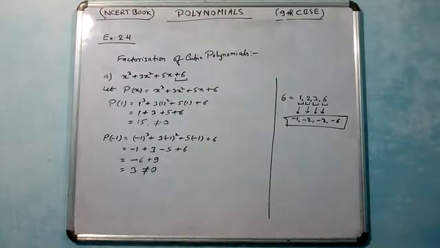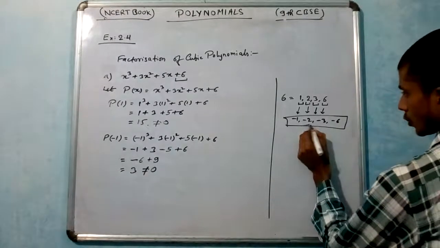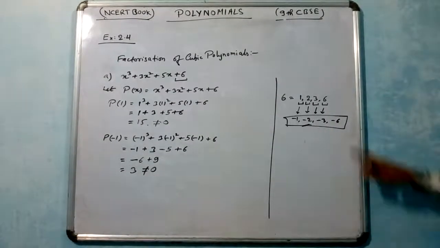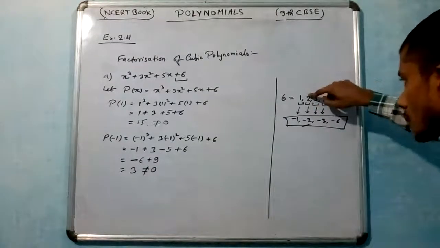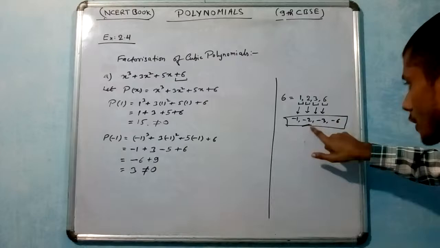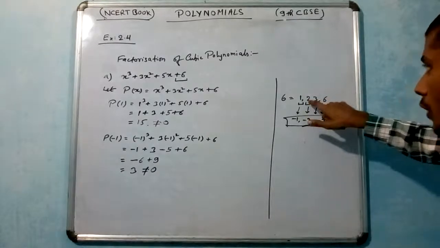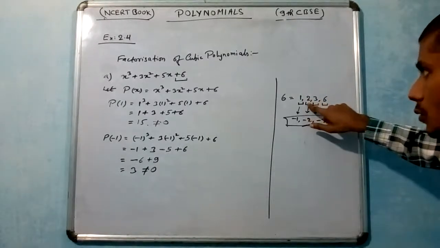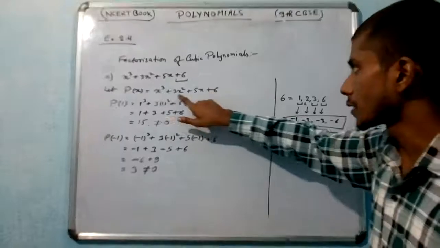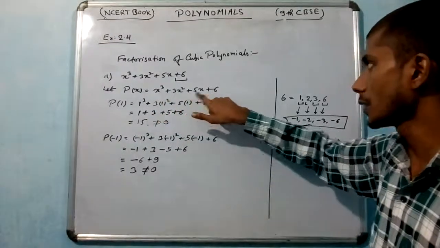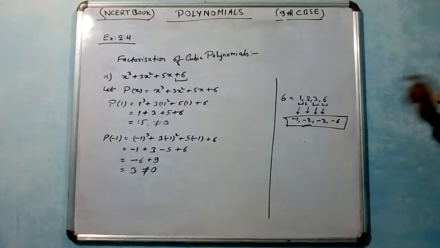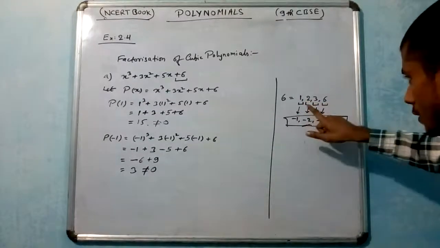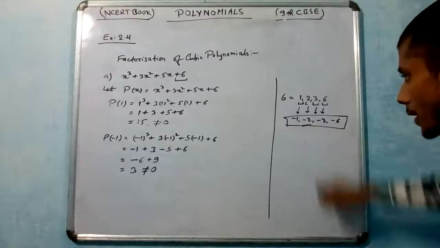Okay. So now we have to check for P of minus 2. If we check for P of 2, it won't give us 0. Why are we sure that P of 2 won't be 0? Because all the terms have the positive sign, so there's no question of cancellation. That's why P of 2 we will never get 0. Let us check for P of minus 2.